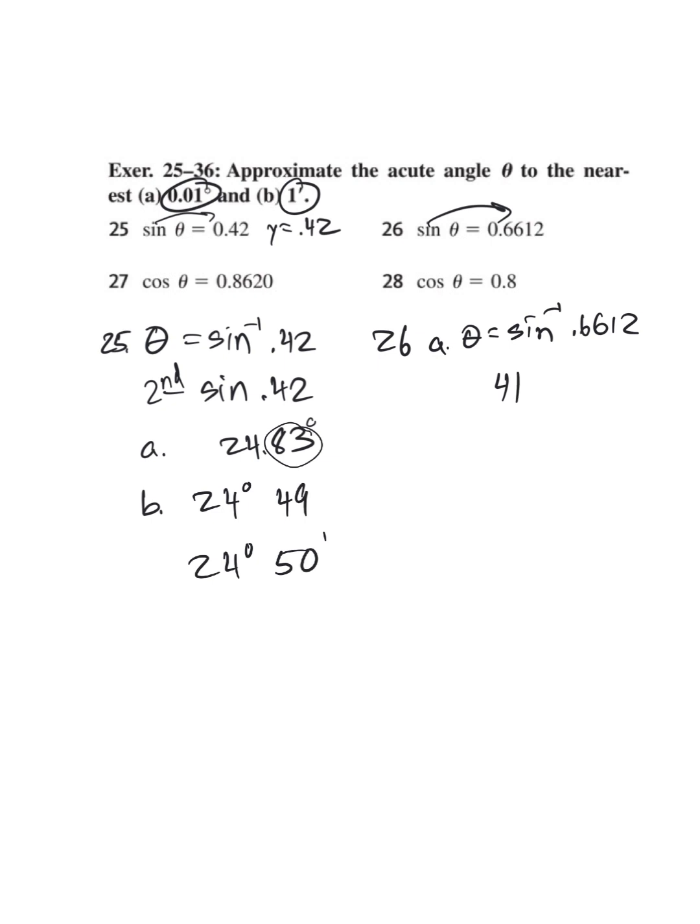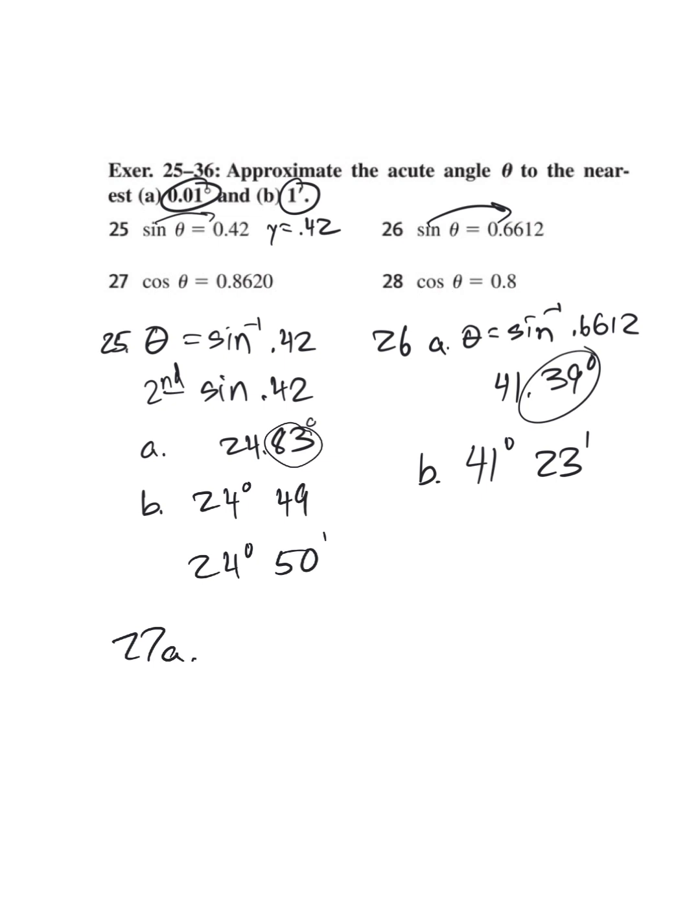And I get 41.39 degrees. Now we have to convert 0.39. So again, 41 degrees, take 0.39 times 60 and round it to the nearest whole number, which would be 23 minutes. It's 23.4, so we leave it at that. Okay, so now 27, that was part B.